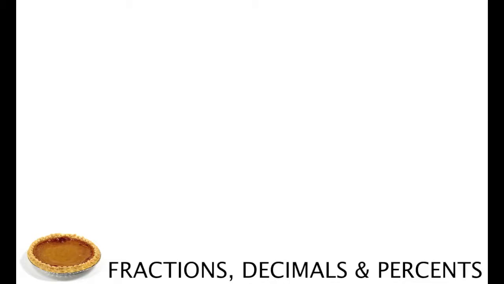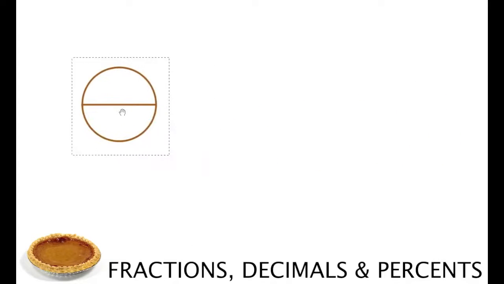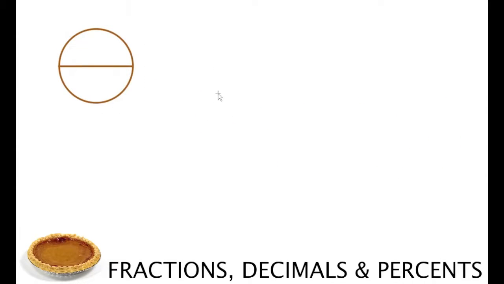Let's start with a circle that's been cut in half. Okay, there you have it. And let's just say it's a pumpkin pie. Might as well. And you got half the pumpkin pie left. I think that we can all agree that this is a fraction, right? And that fraction is fairly simple. That is 1/2 of the pie.